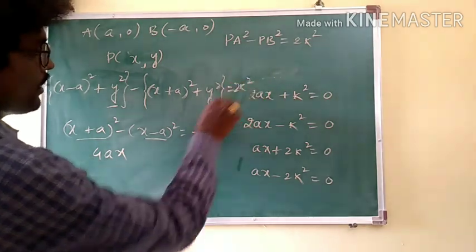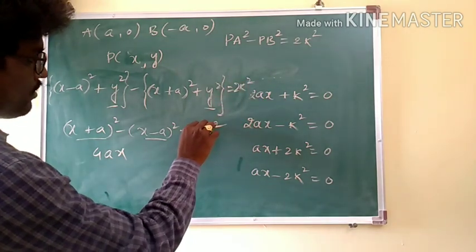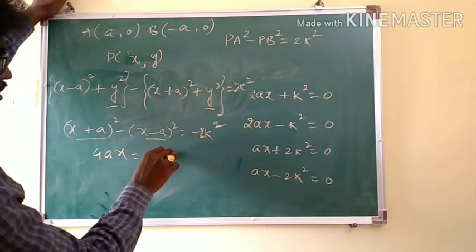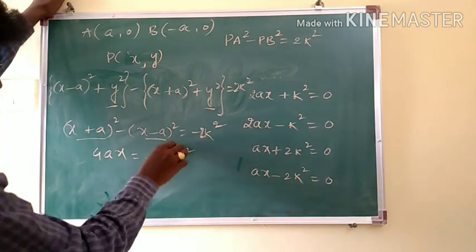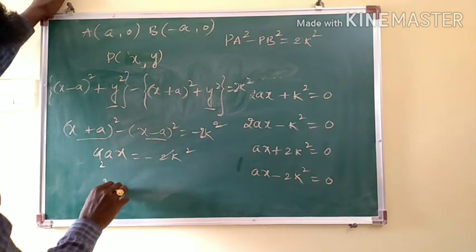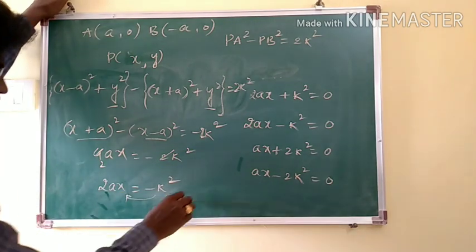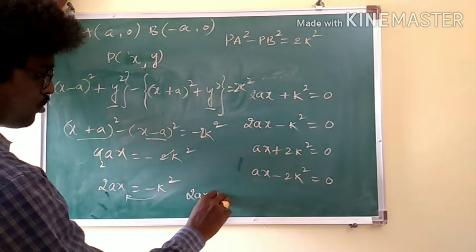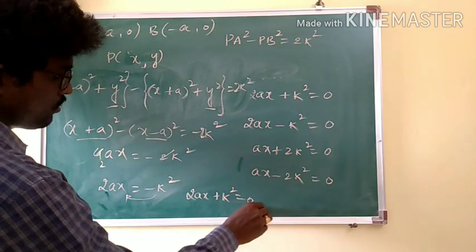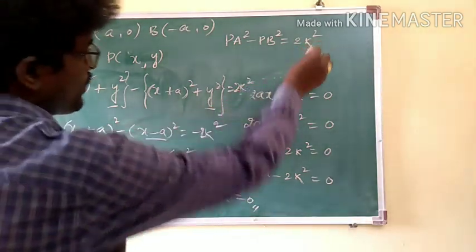Sorry, here we have 2k square. So here also minus 2k square. 4ax is equal to minus 2k square. 2 times gets cancelled. 2ax is equal to minus k square. Transpose left side, so that you will be getting 2ax plus k square is equal to 0. Here we have 2k square in the problem.